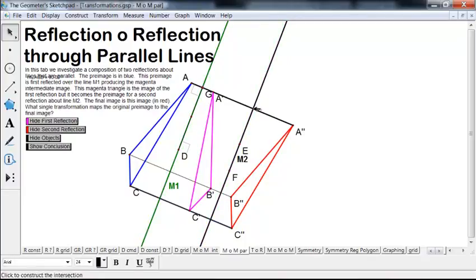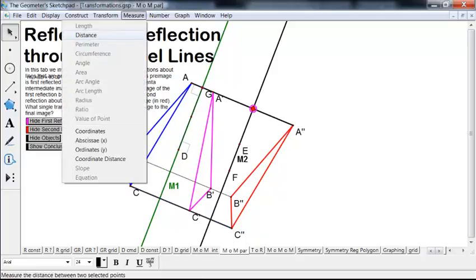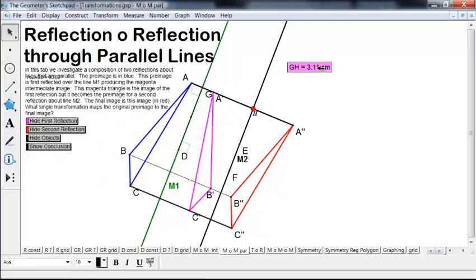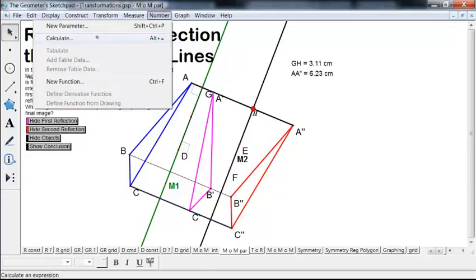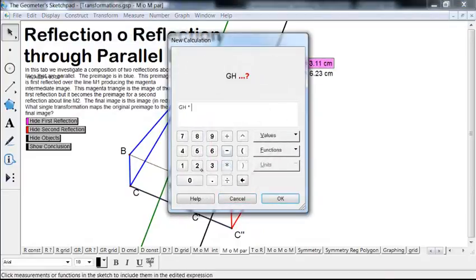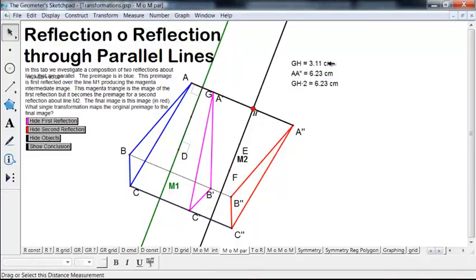So if I measure the distance, say, from G to H, and then I measure from A to A prime, look at that, 6.23. And of course, if I measure from B to B prime, it's also 6.23. How do these relate? Well, if you take the 3.11 times 2, well, of course this has more digits, you do get, if you double that one, you get this one. So again, we get something doubling going on.